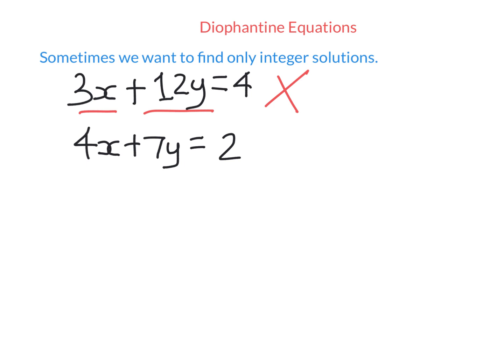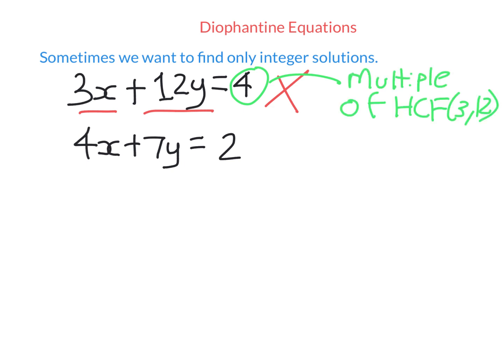So there are no integer solutions. It turns out you can determine whether or not there will be solutions pretty easily. This number has to be a multiple of the highest common factor. So this number here has to be a multiple of the highest common factor of these numbers in order to have integer solutions. So 3 and 12, the highest common factor is 3. This is not a multiple of 3. There are no integer solutions.